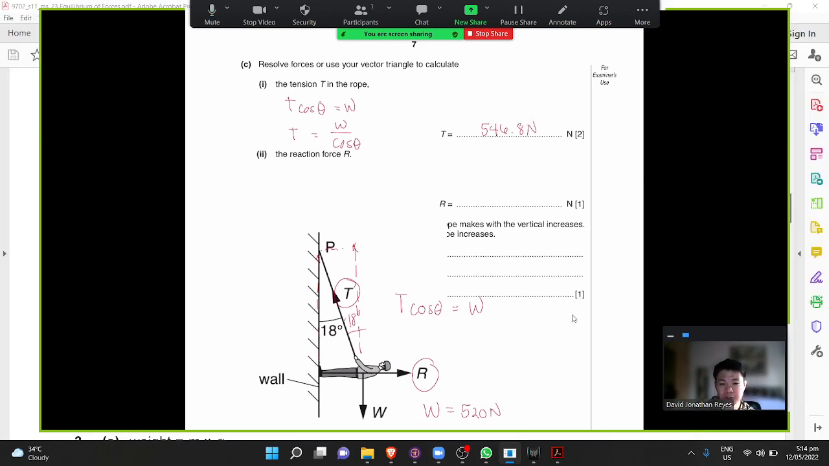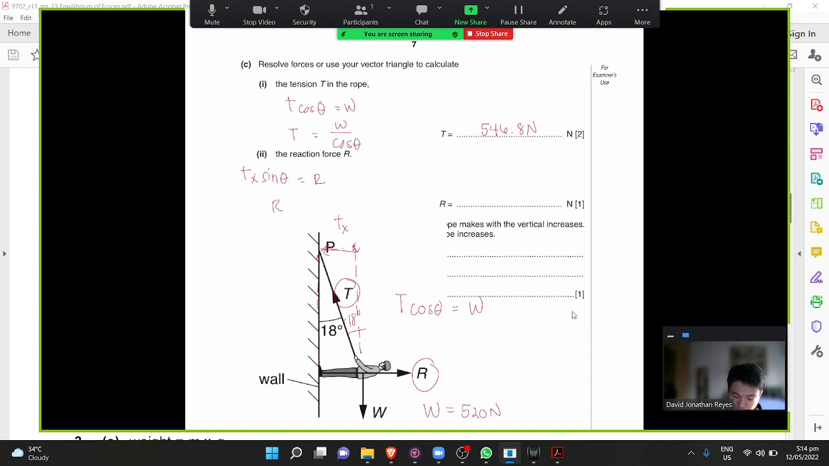Now let's try to find out R. How are we going to solve for R? Remember that R is equal to Tx, this line here. And how do we solve this? Tx is T multiplied by sine theta, since this is the opposite side. T sine theta equals R. We know what T is, so we can solve for R.